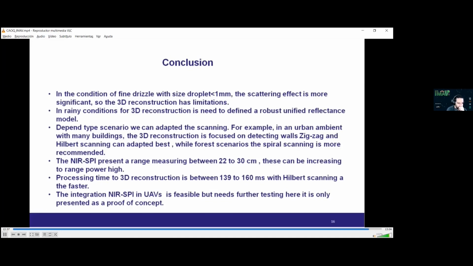The processing time for the 3D reconstruction is between 129 to 116 milliseconds, with heavy scanning and the faster. Integration near real-time rate is feasible with any further testing. Here it is only presented as a proof of concept.